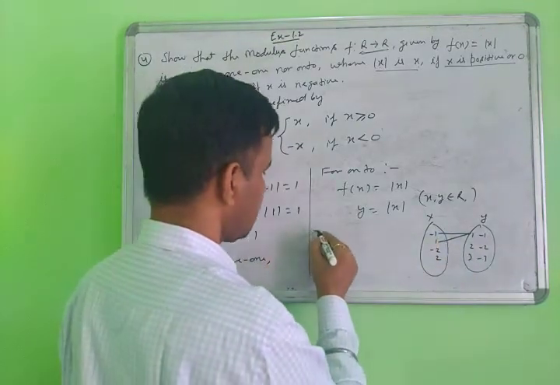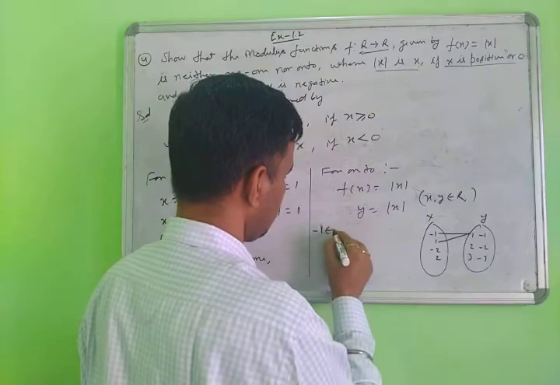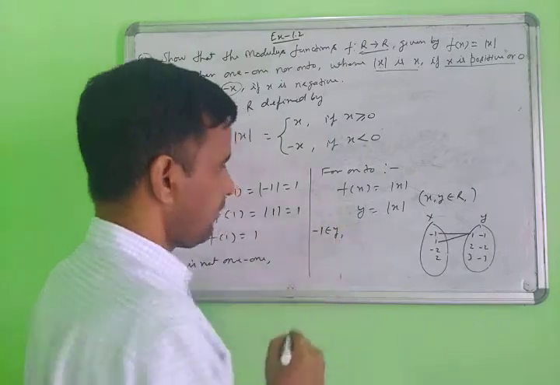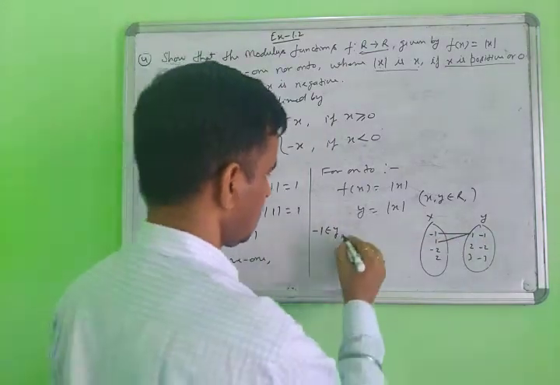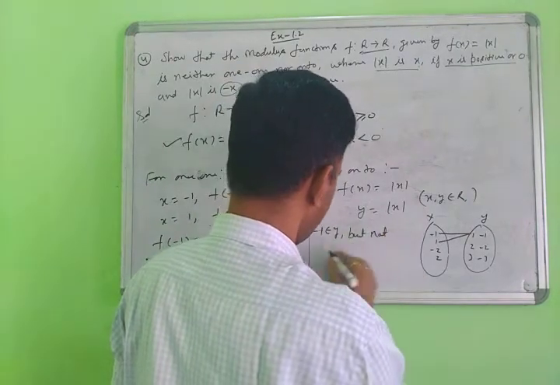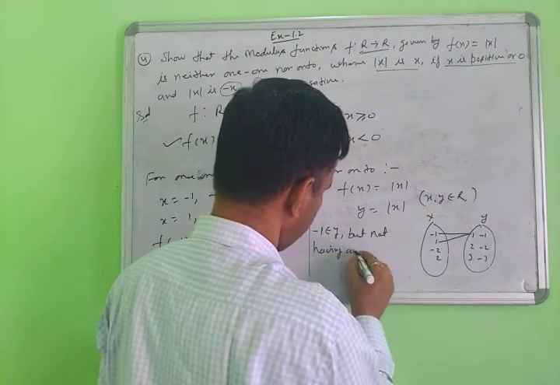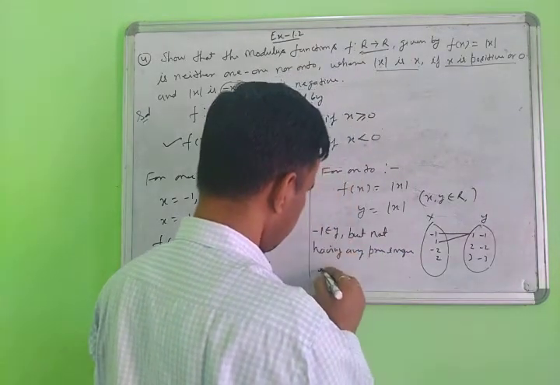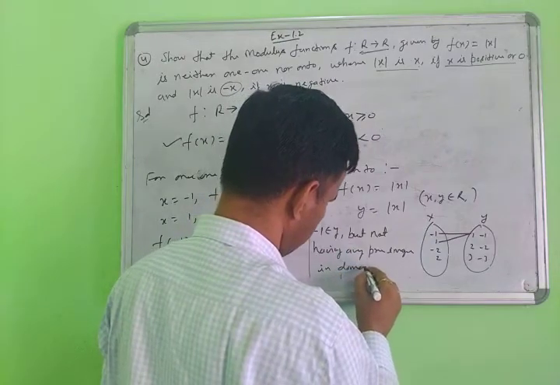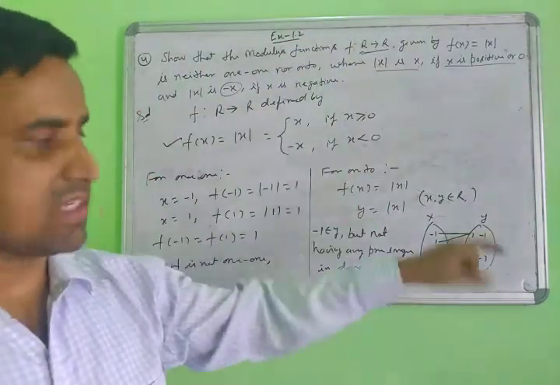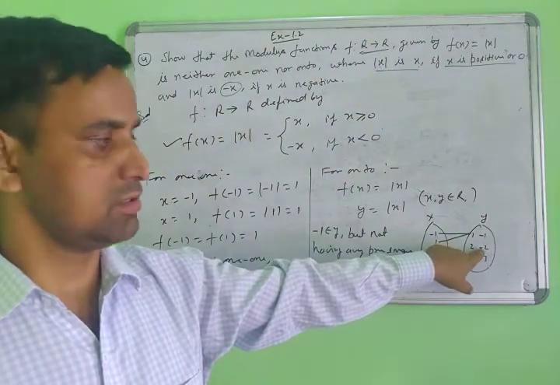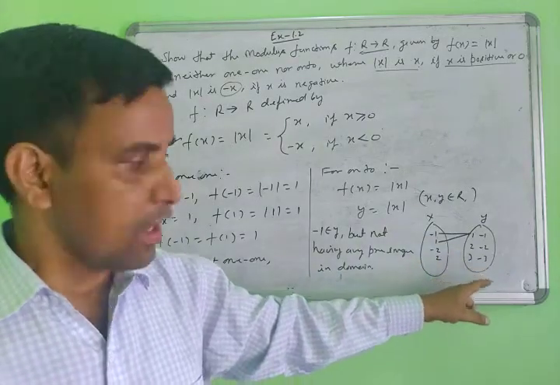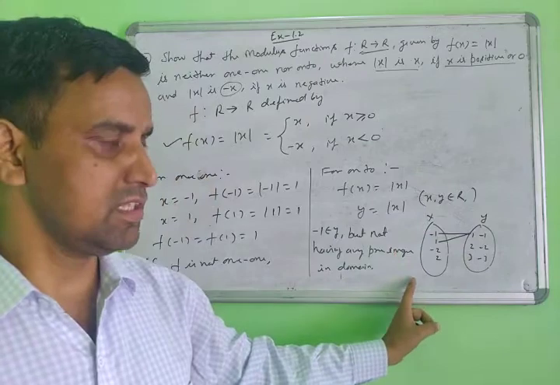It means minus 1 belongs to y, but does not have any pre-image in the domain. I am taking only one simple example, minus 1. Suppose you take minus 2, then this also does not have a pre-image. This minus 3 also does not have any pre-image. Same thing, minus 10. Every negative number does not have any pre-image in the domain.